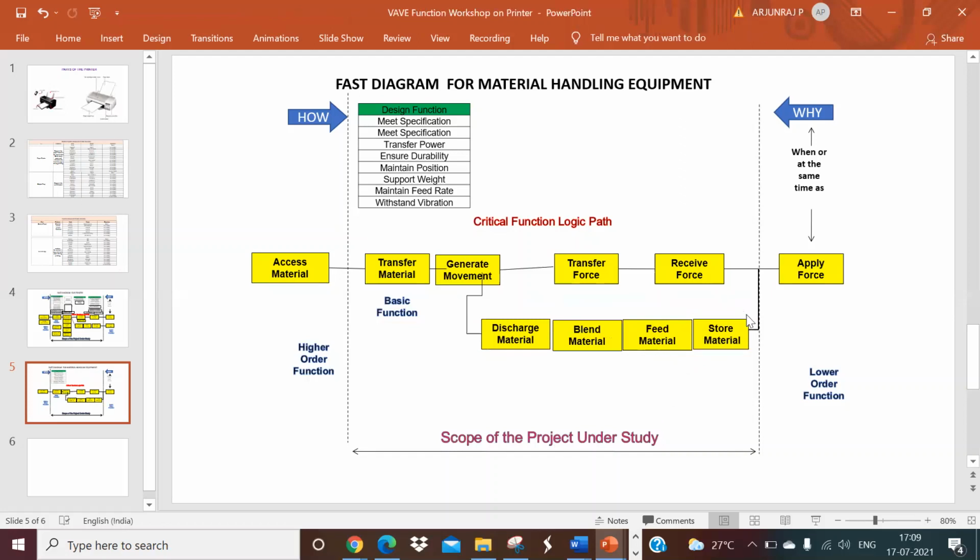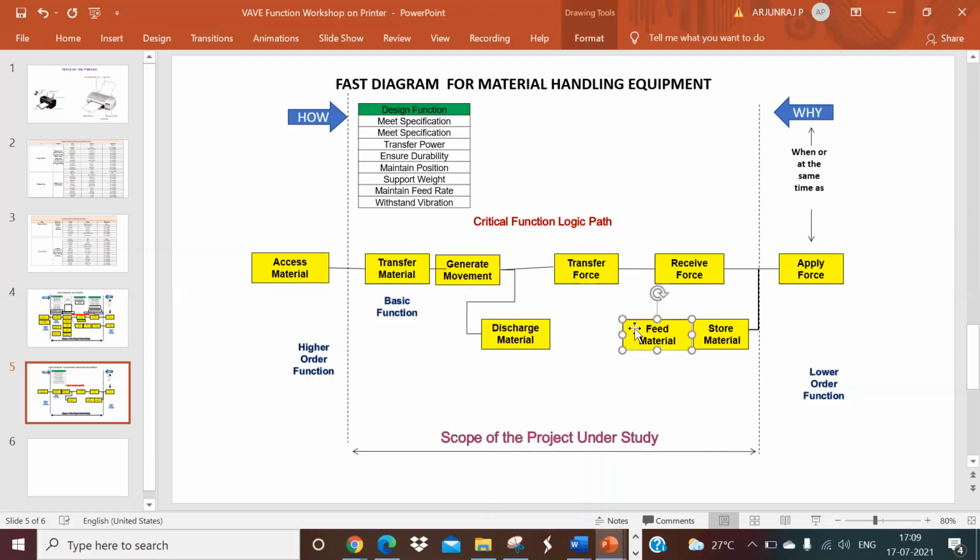I think this is quite good actually. We can make it in this way. And now blending material is not active, so we can remove this blending material. Yes, this is not a useful function.